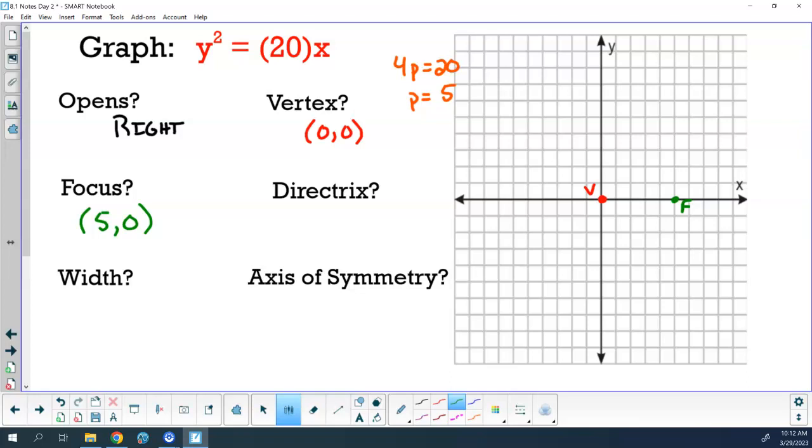If my focus is to the right, which way is the directrix? Left. Same distance. That is a vertical line, yes? Is that x's or is that y's? X equals or y equals? X equals. That's an x equals.